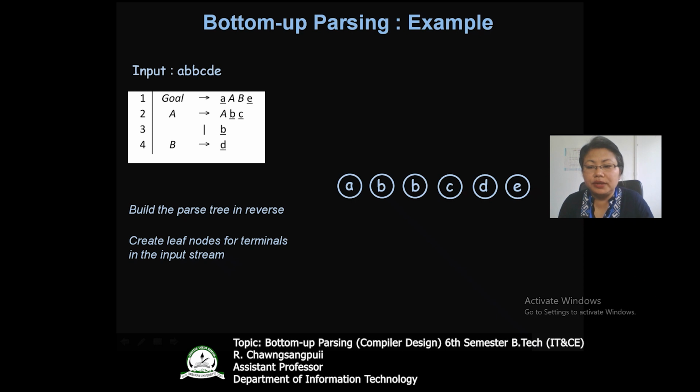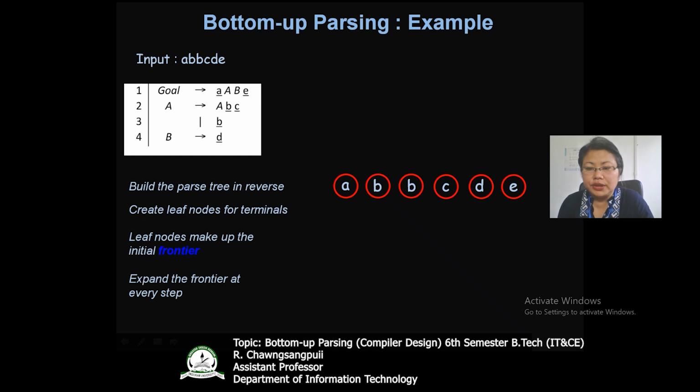Now, we are going to build the parse tree in reverse order. The first thing we do is create the leaf nodes for the terminals in the input stream. So this is the input. I'm making a node for all the input string, that is A, B, B, C, D, E. Now we build a parse tree in reverse. We create the leaf nodes for all these terminals, the input symbols. Now the leaf nodes make up the initial frontier. So this is our initial frontier. We expand the frontier at each and every step.